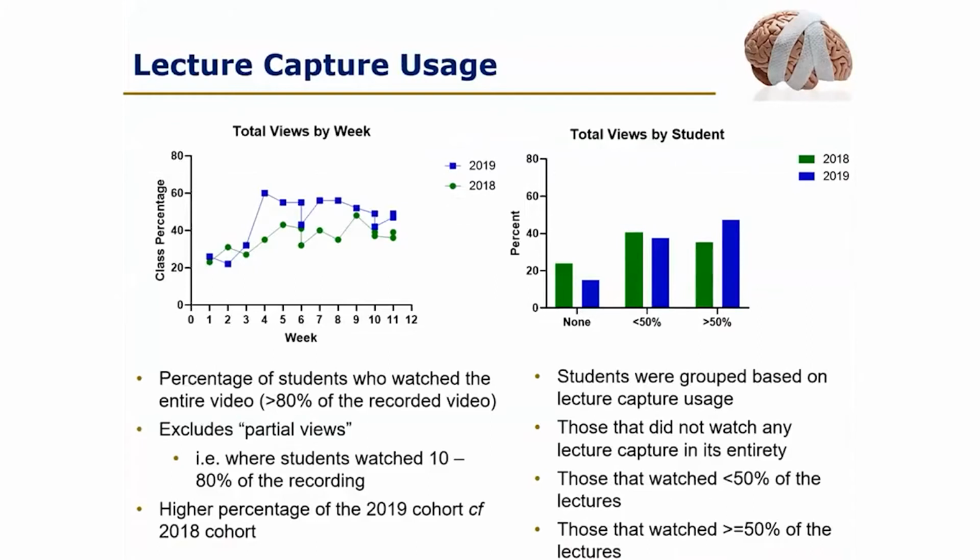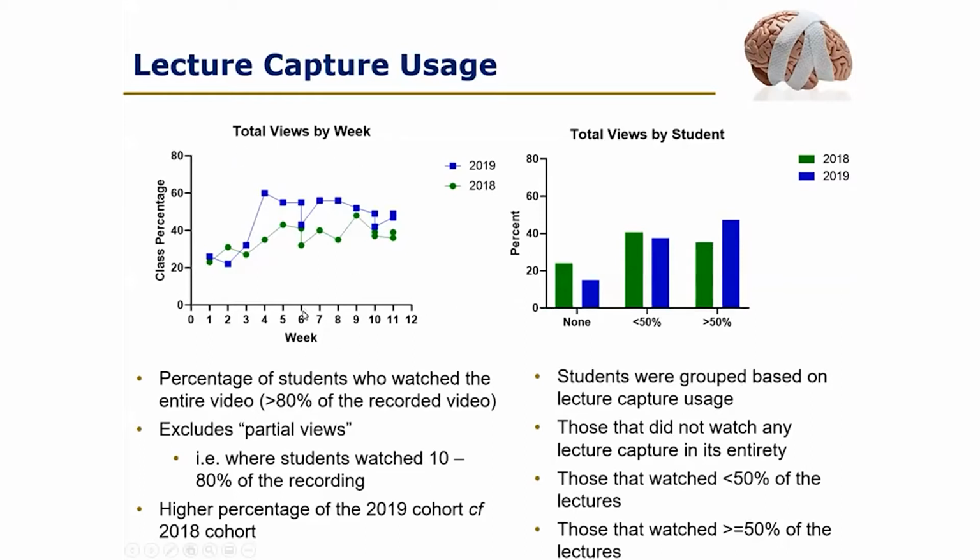So by setting it at 80%, it means that they've essentially watched the entire video. If they've left before it ended, it was just a small amount at the end that they didn't watch. So when I coded these students, I looked at this data in 2 different ways. So I'm looking at the total number of views per week.